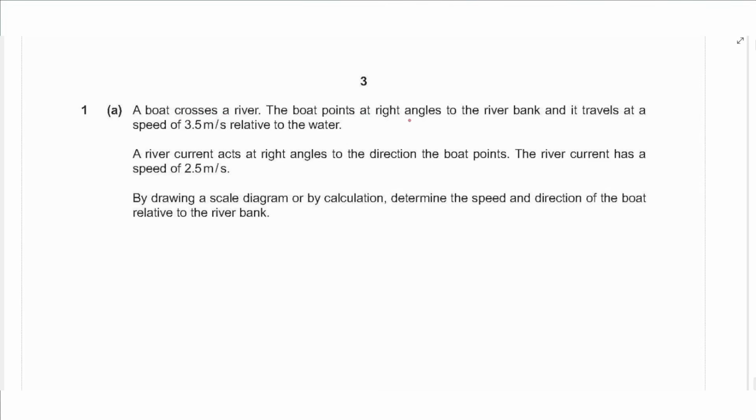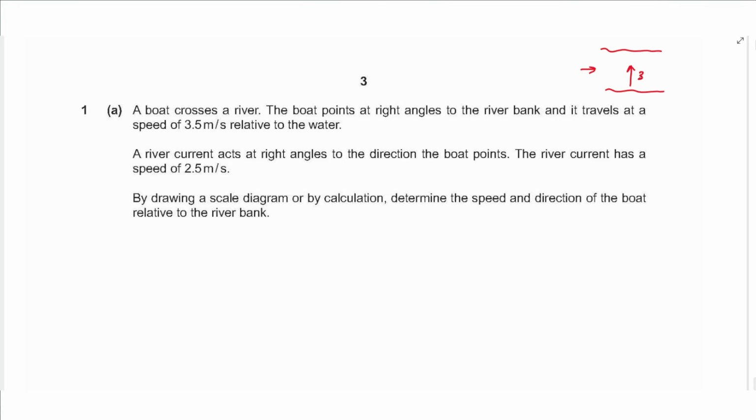The boat points at right angles to the riverbank and it travels at a speed of 3.5 meters per second relative to the water. So these are the riverbanks and the water is moving this way, but the boat, for example, is moving that way. It says perpendicular. It does not specify which direction, but we know that the direction of the travel of the water is perpendicular to the direction of the travel of the boat.